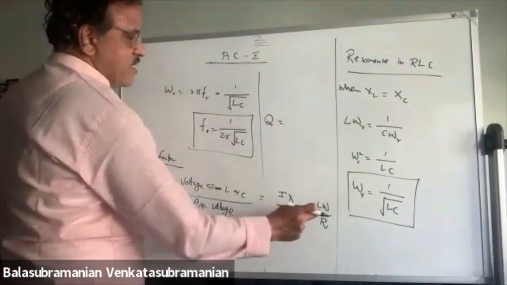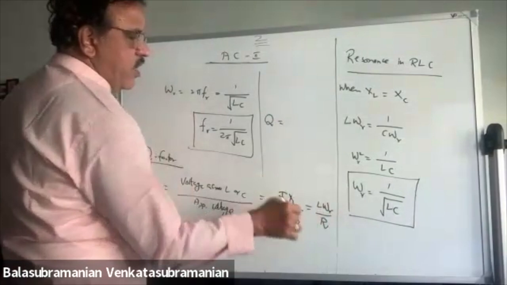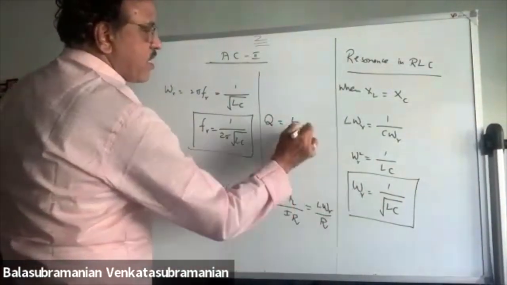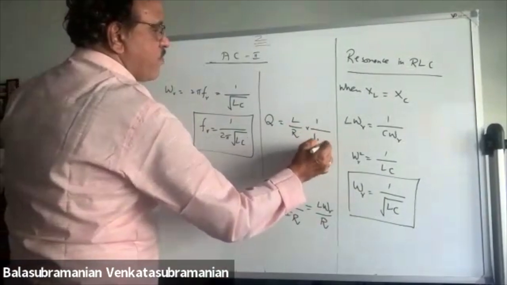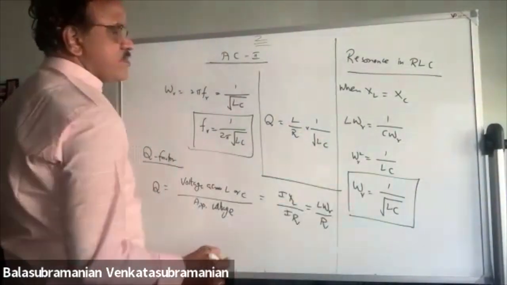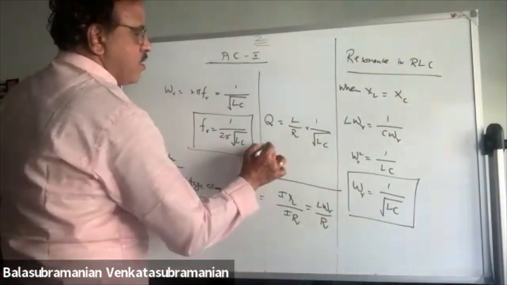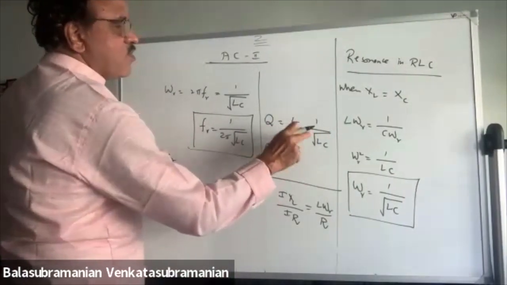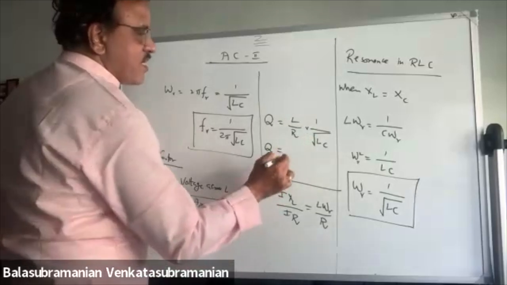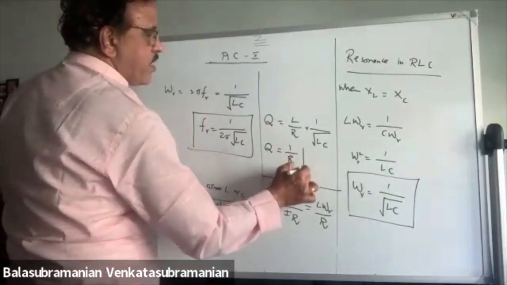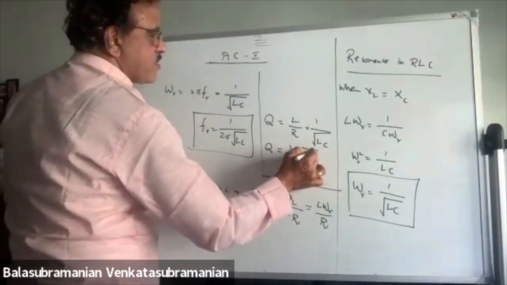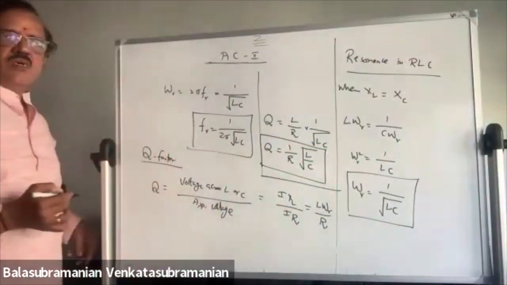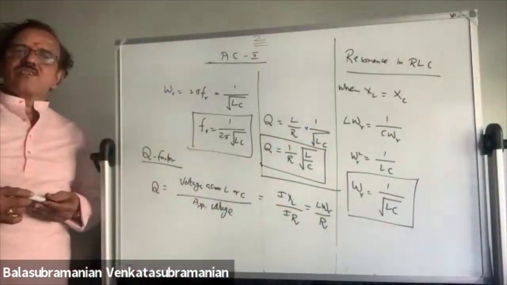At resonance, omega is omega R, so L omega R by R. What is omega R? 1 by root of LC. L you can write as root L into root L. One root L gets cancelled. So we can write 1 by R into root of L by C. This is the Q factor or quality factor, where current is maximum.